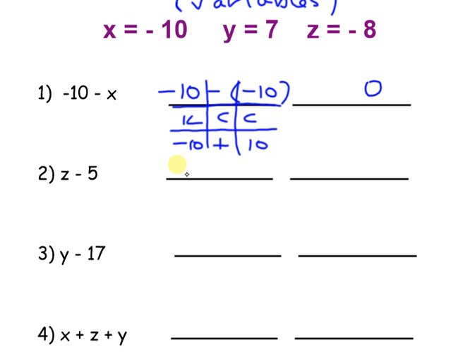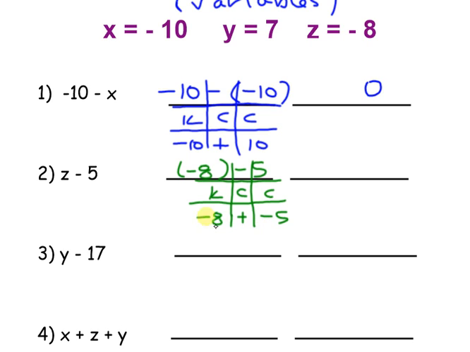So here I have z, which is -8 minus 5. And I'm going to set up my little tic-tac-toe board here. I'm not doing a very good job of keeping straight lines. So I'm going to have keep, change, change. I'm going to keep my -8. I'm going to change my minus to a plus and change my +5 to a -5. Now I have the same sign, so I'm going to add and keep. 8 plus 5 is going to be 13. My sign for both of them is negative, and so that one will also be negative.